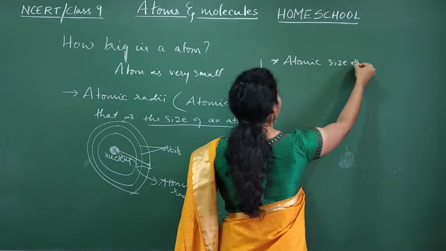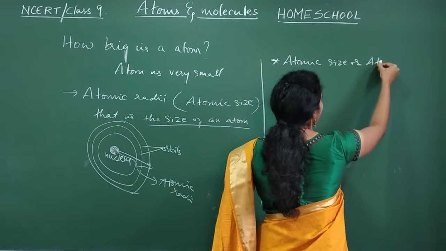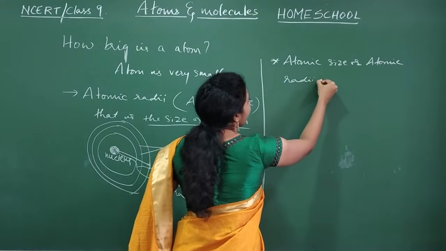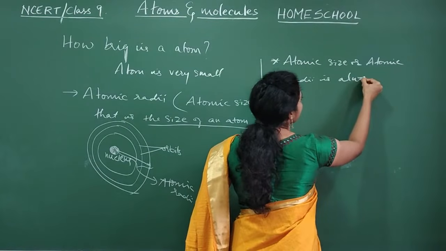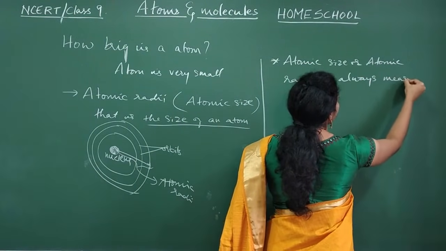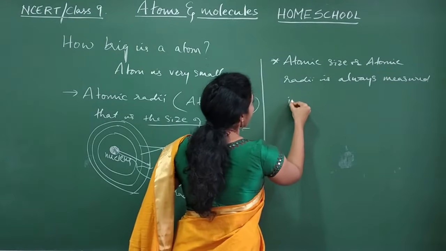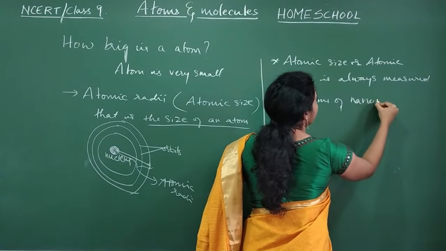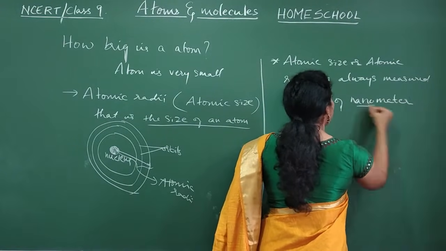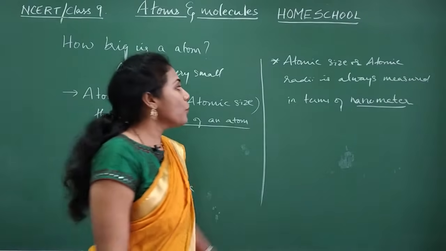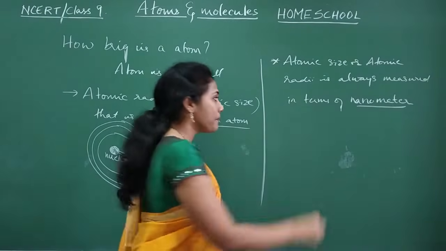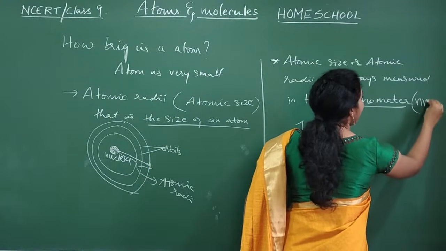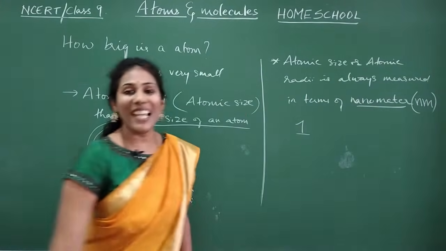Atomic size, or in other words atomic radii, is always measured in terms of nanometer. So what do you mean by nanometer? Usually 1 nanometer, symbol nm, small m.